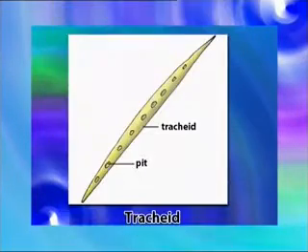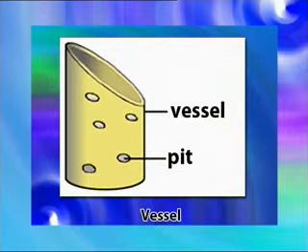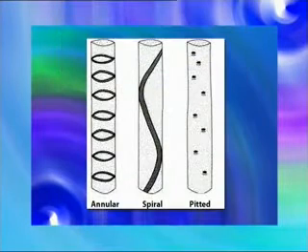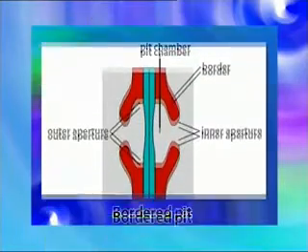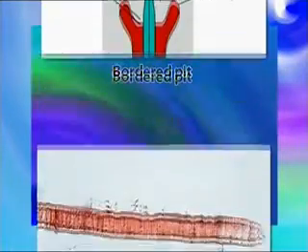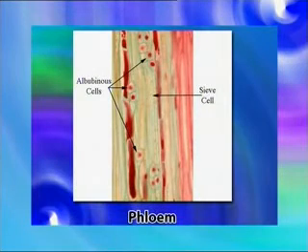Xylem consists of tracheids, vessels, and xylem parenchyma. The tracheids exhibit annular and spiral thickenings and bordered pits, whereas the vessels have only bordered pits. The phloem consists of sieve cells, phloem parenchyma, and albuminous cells. Broad medullary rays are present in between the vascular bundles.